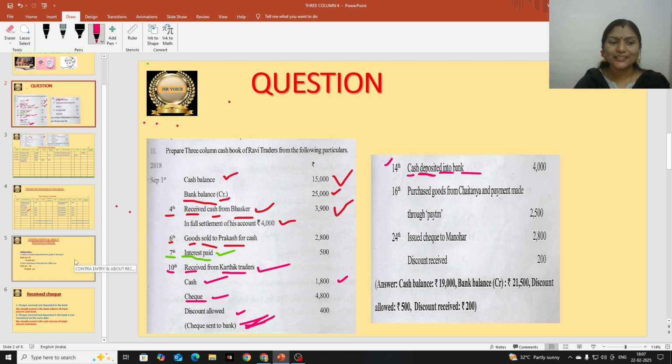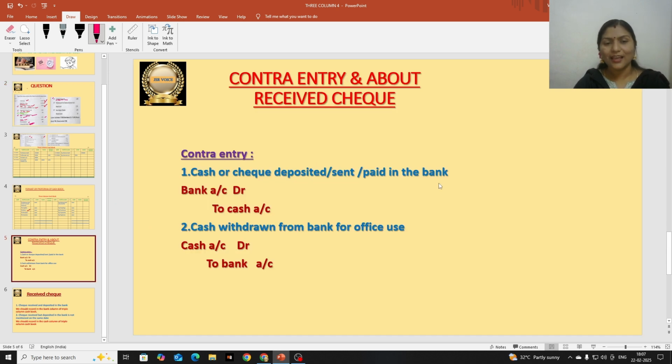It is what? It is a contra entry. You see, contra entry. Two contra entry transactions are there. Cash deposited into bank is the first contra entry. So what is the difference between other transactions and contra entry transactions? All other transactions we record only one time in the 3-column cash book, either on debit side or on credit side. But contra entry transactions we record 2 times in the 3-column cash book. One time on debit side, second time on credit side. That is why it is very important to identify contra entry transactions.